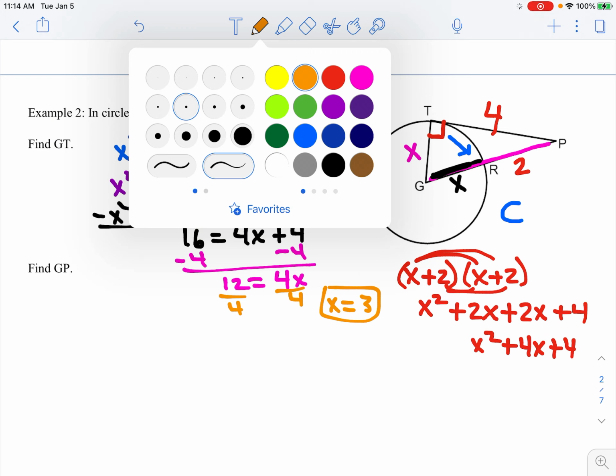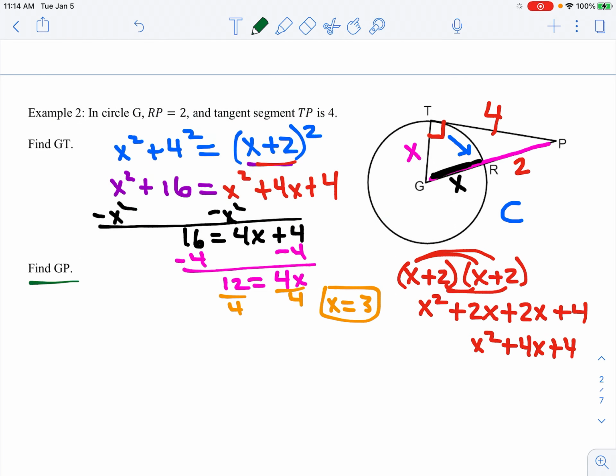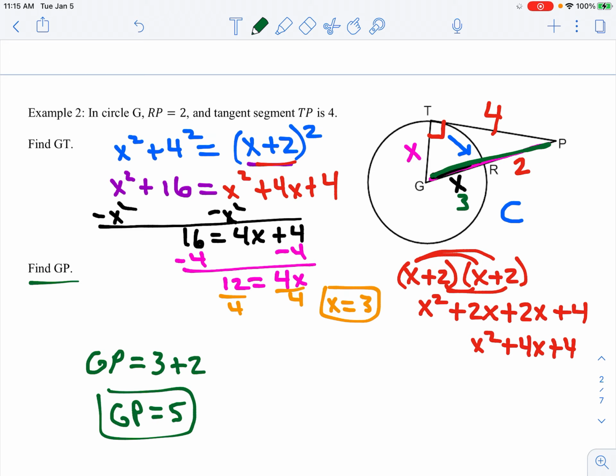Now, the second part of this question says to find GP. All right, well, here's GP, this whole line. We just got x was 3, so if I plug that in, GP can be found by taking 3 plus 2. So GP is equal to 5. So again, we're going to do the Pythagorean theorem first, and then we're going to go back and use that info to answer anything we need from the question.